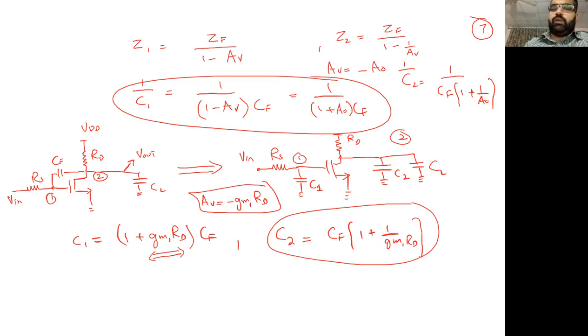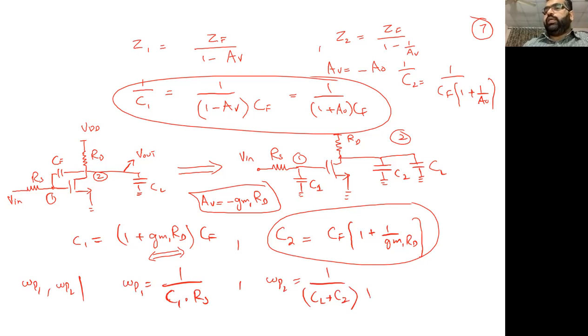So now what can we do? We can find omega P1 and omega P2. What is omega P1? It's 1 over C1, the expression we found, times the impedance here, which is RS. What will omega P2 be? That we just need to see. It's going to be CL plus C2, the C2 we found, times RD. And the gain is there, so we can directly plug in to the transfer function and find the overall transfer function for this configuration.